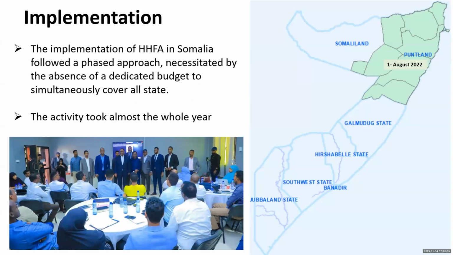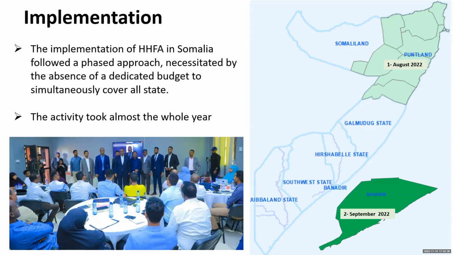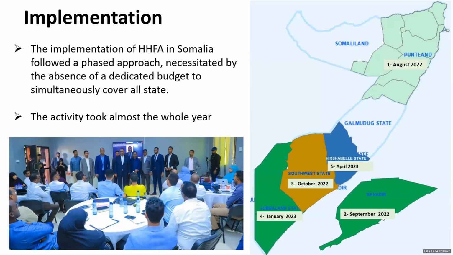The data collection was phase-based in Somalia. Maybe it is a little bit unique, mainly because we are not able to get enough resource to cover the entire country at the same time. So in August, almost a year ago, Puntland was the first to be covered, followed by Banadir, which is the capital, Mogadishu, and then we went to Southwest and Jubaland. Hirshabelle was the fifth one, and the last one was Galmudug. Mainly it was a lack of resource, so we were looking for resource from different programs. Whenever we get some money, we just implement some states.